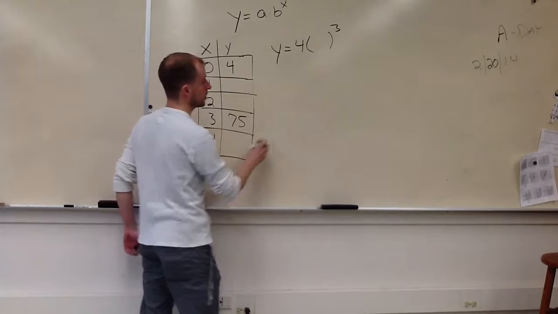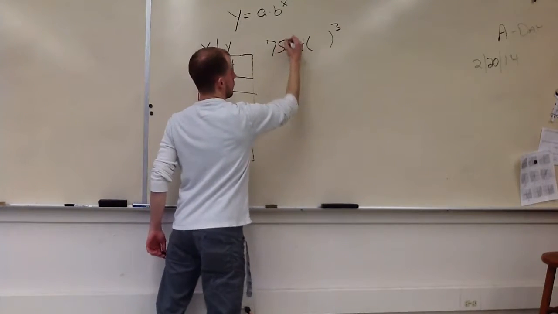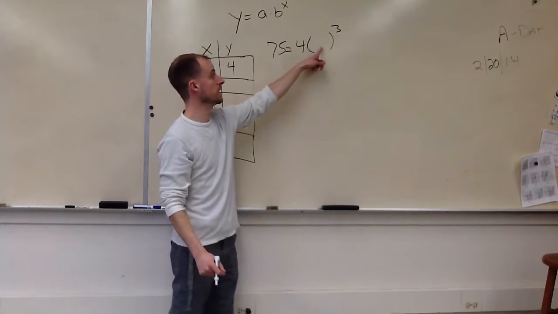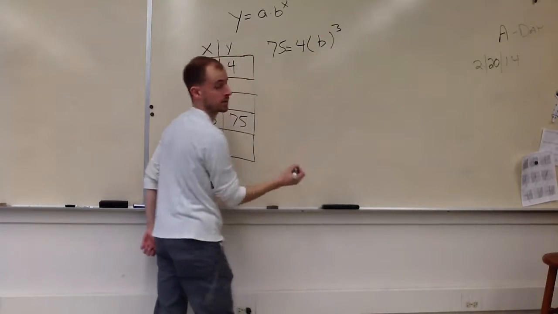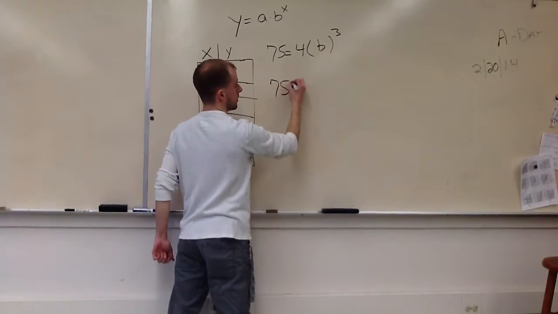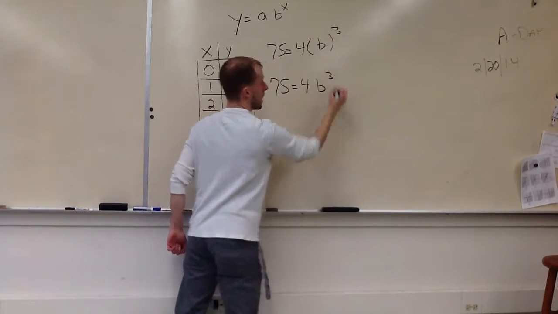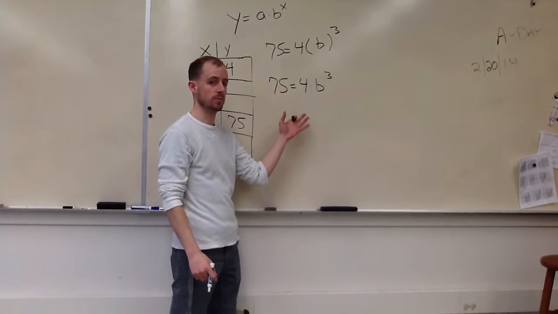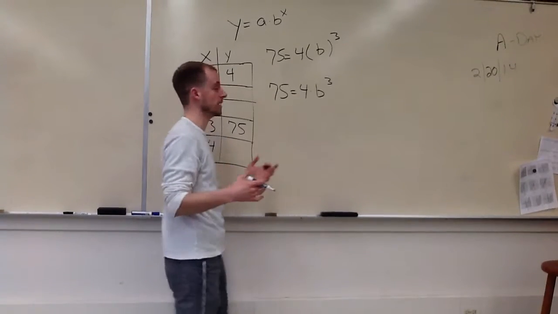But now what we're going to do is we're going to say this: we want 75 when we take 4 and multiply it times our b value. So I'm going to rewrite it so you can see. 75 equals 4 times b to the third power. So now we've written an actual equation. We just haven't solved equations like this before. However, we've learned laws of exponents and rules of exponents, so we've added that to it.